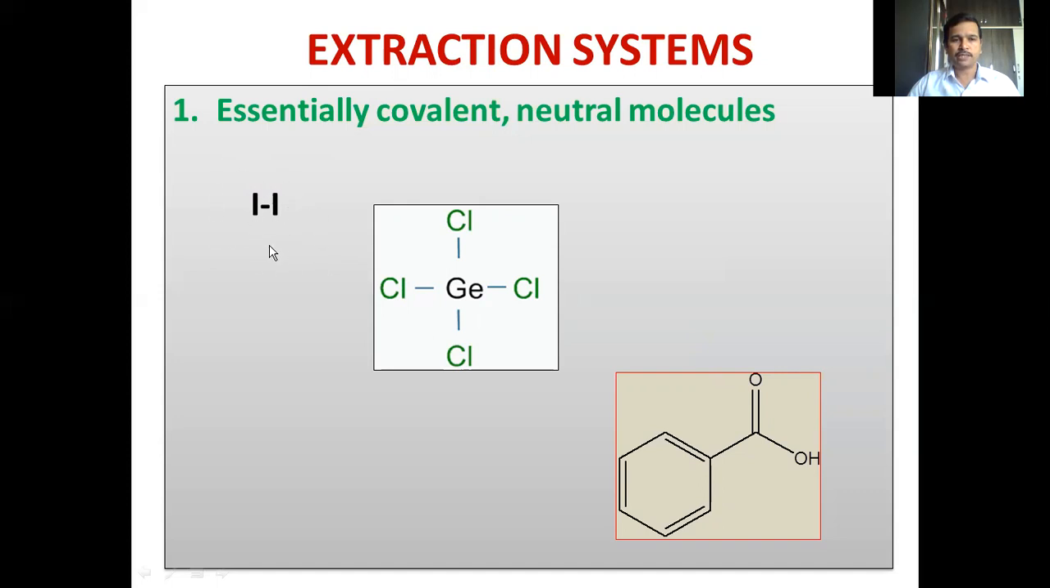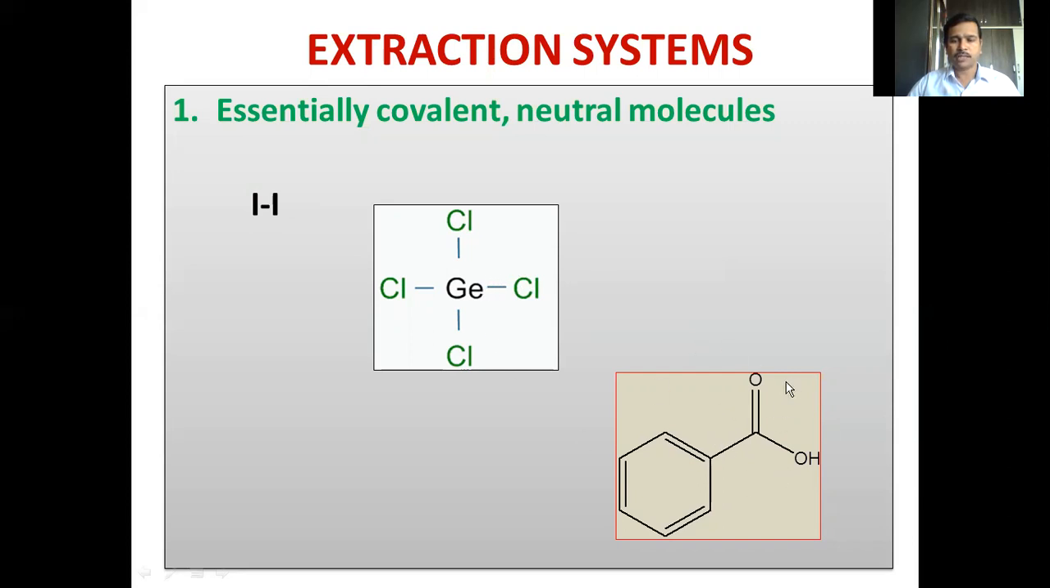So we can extract this iodine as essentially a covalent neutral molecule into the organic solvent, provided this iodine fulfills all the requirements I stated in my previous slide. Even germanium tetrachloride is also essentially a covalent neutral molecule. This molecule has formed between germanium and chlorine. So this is a diatomic molecule, and this can also be extracted into a suitable organic solvent.